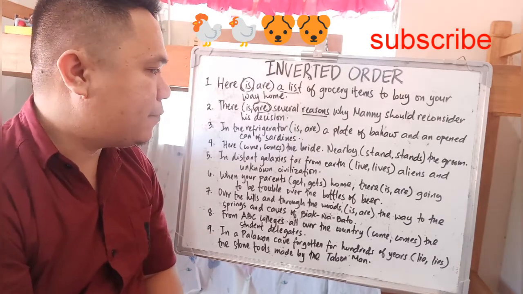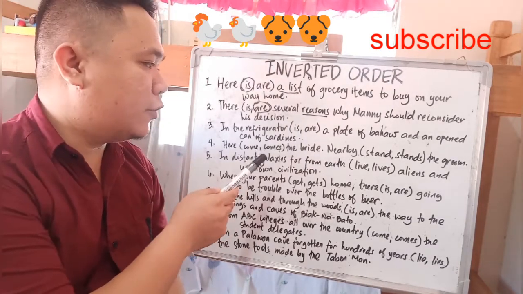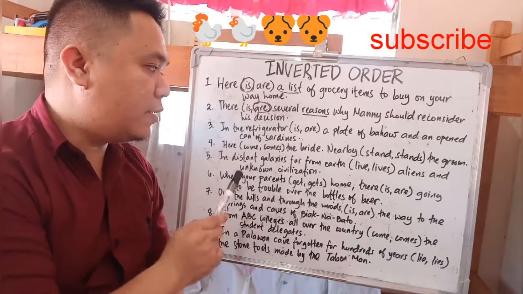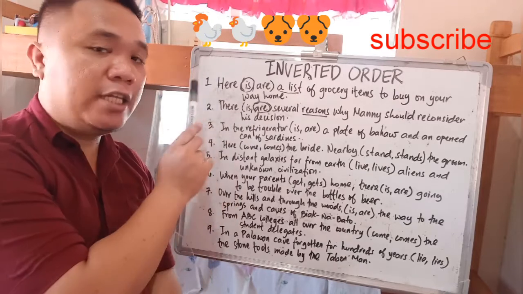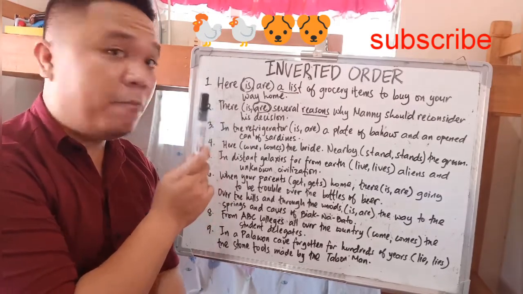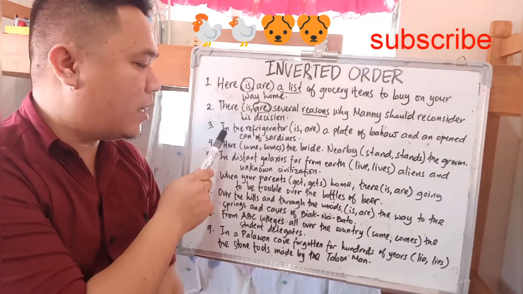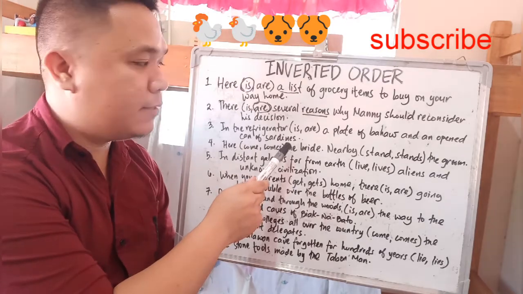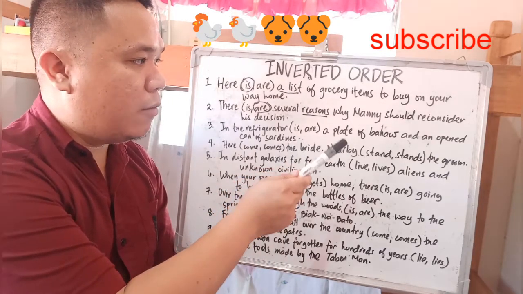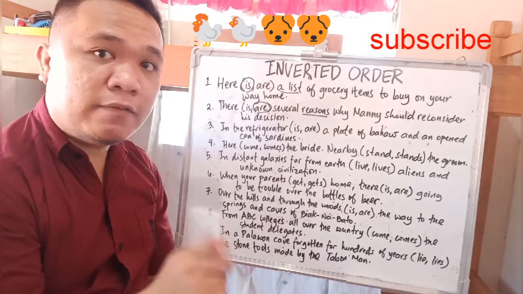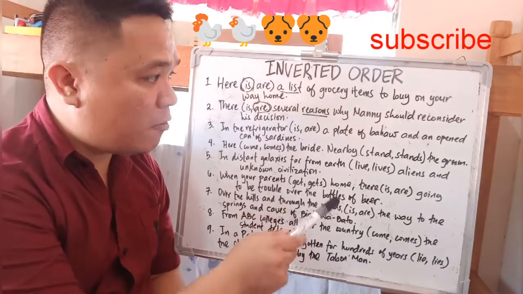So let's look at it. In the refrigerator is an indication that this is an inverted order, because it begins not just with an adverb, it begins with a prepositional phrase. A prepositional phrase begins with a preposition together with the other words, what they call a phrase. Then the verb is, and then a plate of bahaw and an open can of sardines. So the subject is found after the verb: a plate of bahaw.